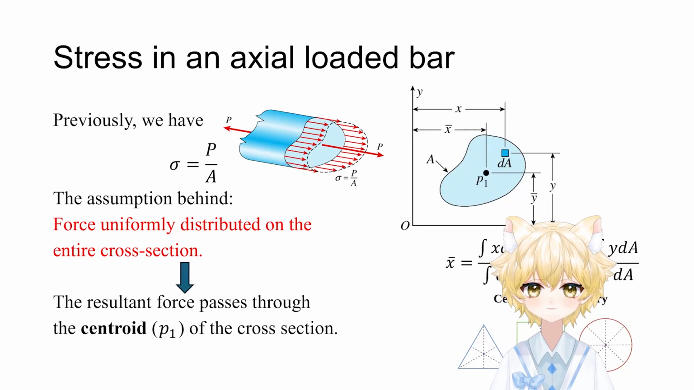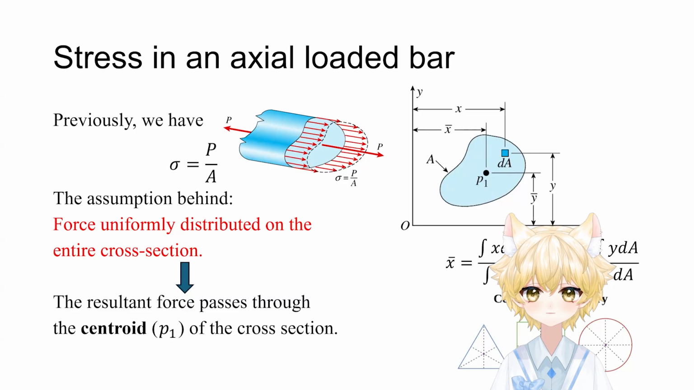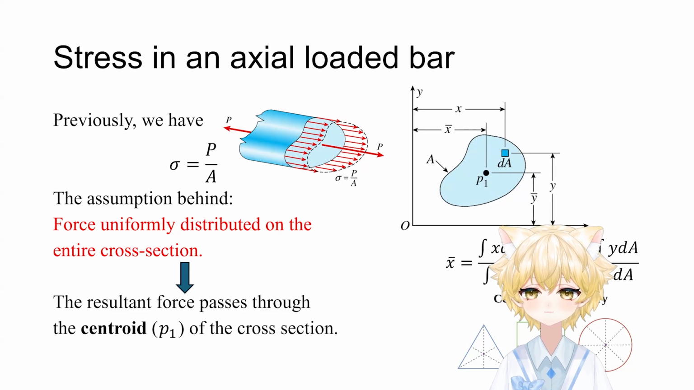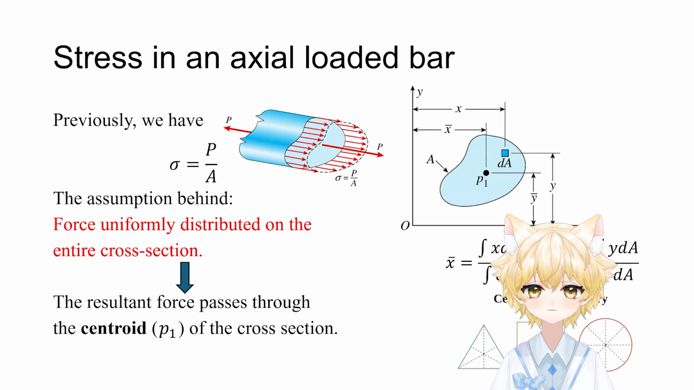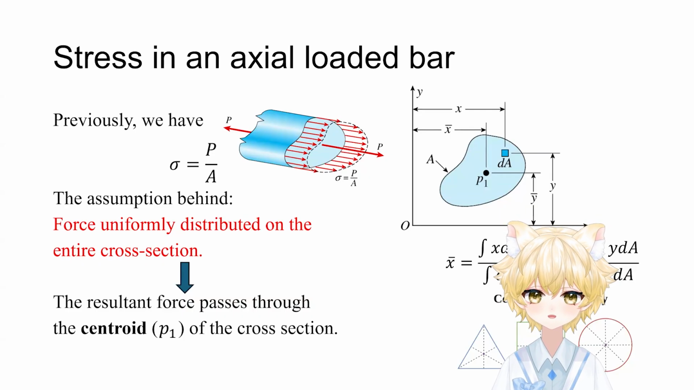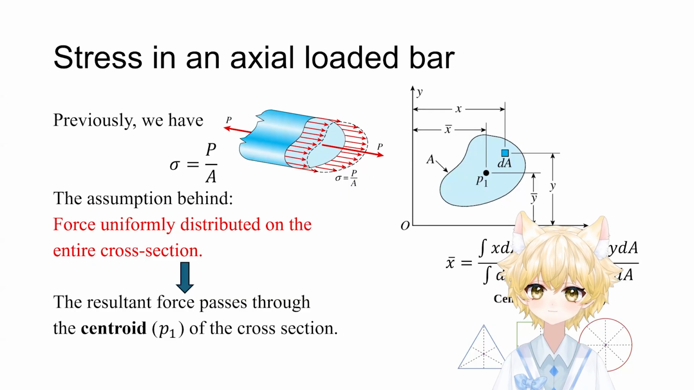We cannot use sigma equals P over A because there is some moment inside, and the moment will change the distribution of the normal stress. That is why calculating the centroid using this integral formula is so important in statics, right? Because you learn lots of calculating the centroid and moment of inertia in statics.